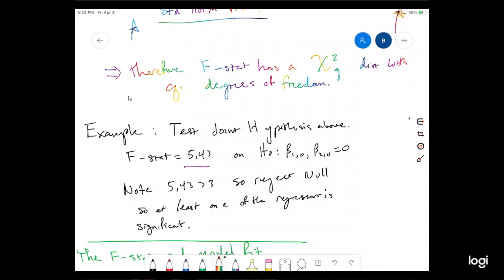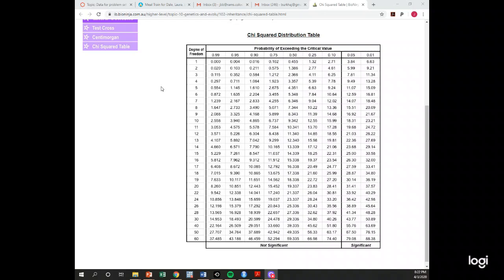So let's look that up. Here's the chi-squared table. So we have 2 degrees of freedom. Here's 2 degrees of freedom, and 5% significance here, or 95% confidence. There's going to be a value of basically 6. And then we're going to end up dividing by 2 because that's our degrees of freedom. So our critical value is then going to be 3. So we want to compare our F-statistic to 3.